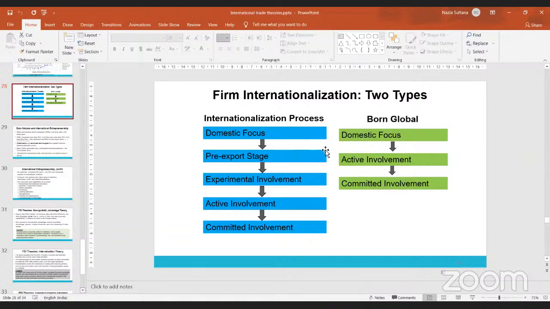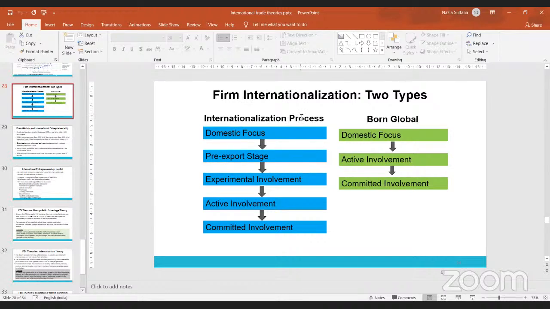Firstly, in the internationalization process, you first have to have a domestic focus within your country. Once you establish a base within your country, then you can think about exporting to another country. When you think about exporting, that is your pre-export stage, where you are preparing yourself to export. Then you involve yourself on an experimental basis, then actively, then fully, with committed involvement. Say, for example, tomorrow any one of you can become an entrepreneur and start a company.